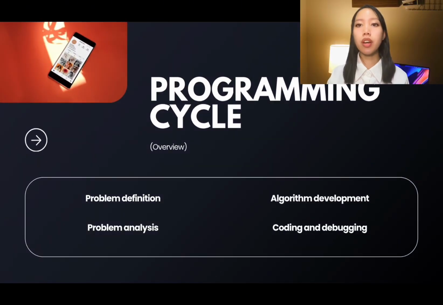Now that we know what a program is, let's talk about the process of creating one. This process is called the programming cycle. There are 4 main steps. Problem definition is figuring out what you need. Problem analysis is breaking down the details. Algorithm development is planning the steps. And coding and debugging is actually writing the code and fixing the mistakes.